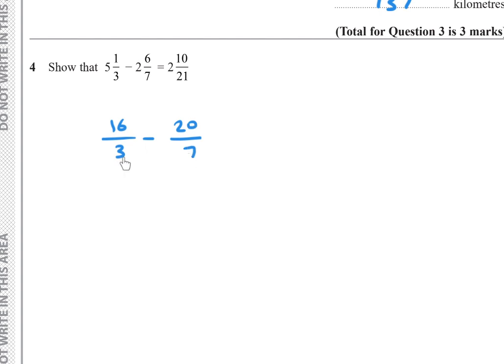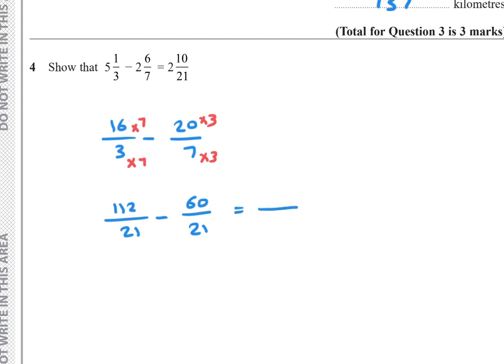In addition and subtraction, you should have the same denominator. So to have the same denominator, multiply the first fraction by 7 for the numerator and denominator. And for the second fraction, multiply by 3. Now you have 16 times 7, 112, 3 times 7, 21, minus 20 times 3 equals 60, 7 times 3, 21, subtract.